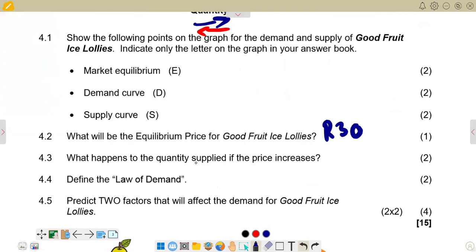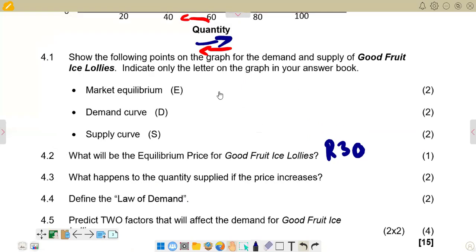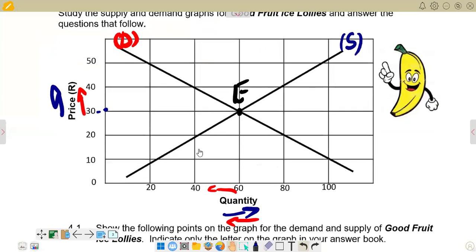What happens to the quantity supplied if the price increases? I think we've already explained this one. We have indicated a positive relationship between price and quantity. So when price increases, it means quantity is also going to increase. As we are saying, they move in the same direction. So price increases, quantity also increases in the case of supply.